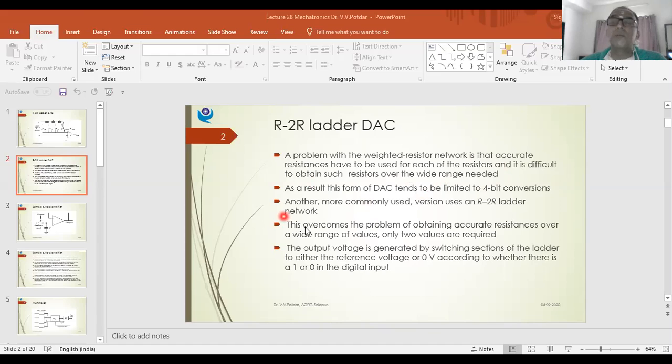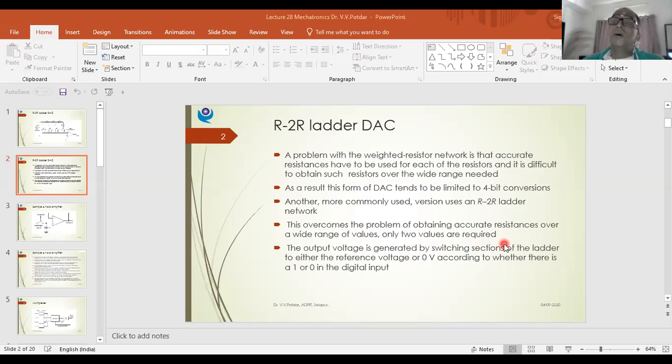Just now we discussed that. This overcomes the problem of obtaining accurate resistances over a wide range of values. Only 2 values are required. I just showed you one example of 8 volt DC. Accordingly, depending on my range of values, I can select appropriate R-2R values, so that my D to A conversion will take place smoothly.